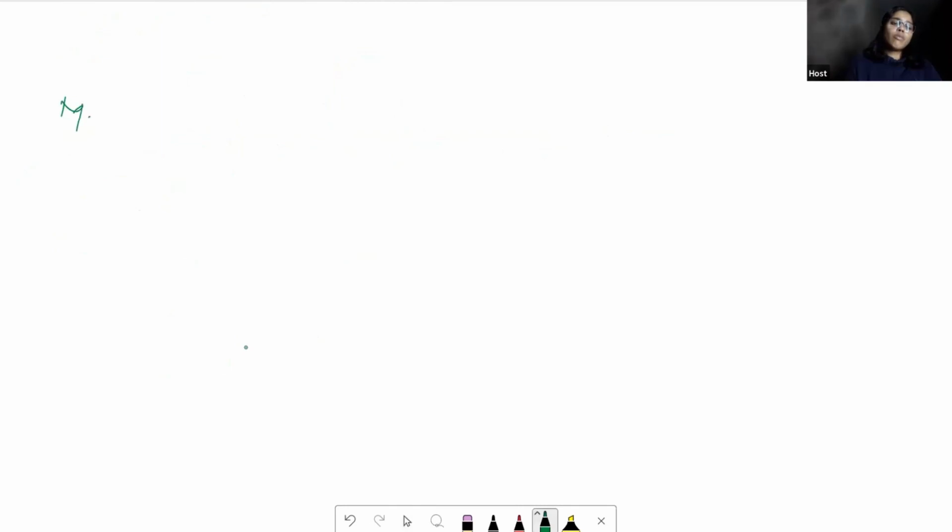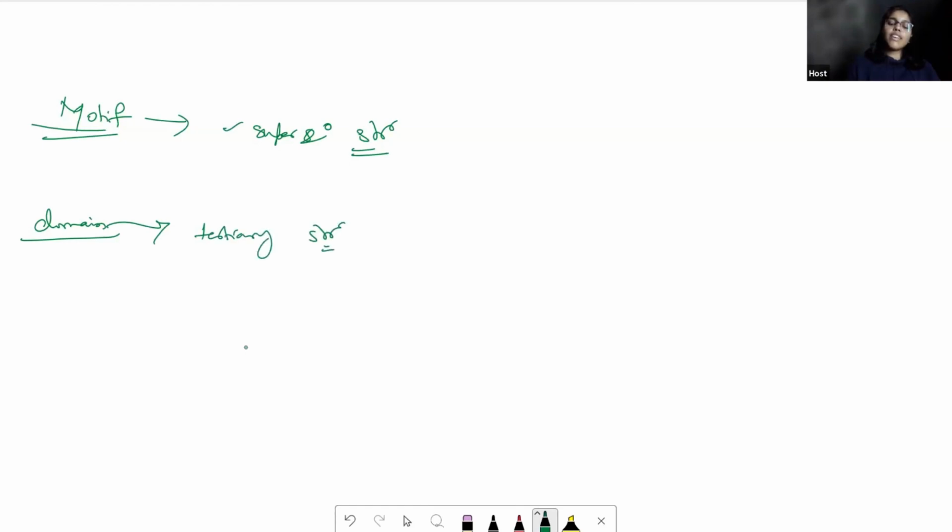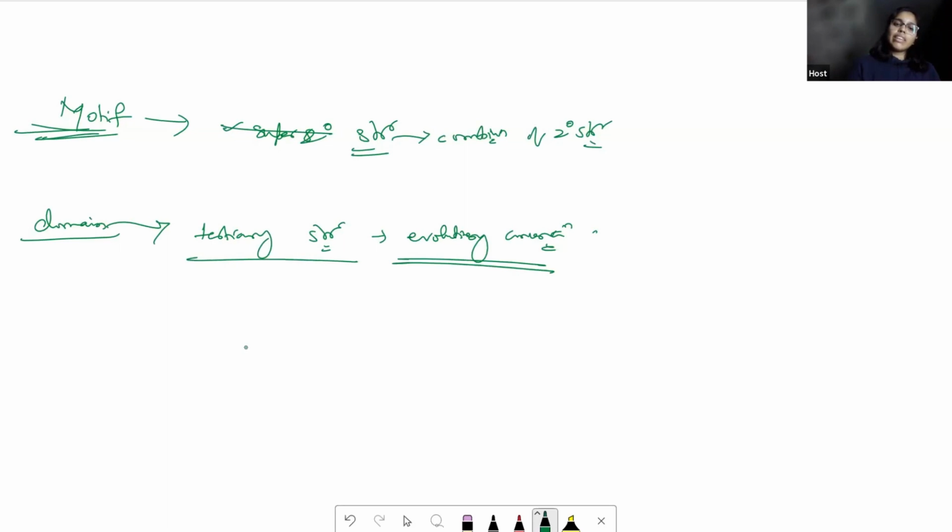Coming to the difference between the motif and the domain. Motif is a structure where different secondary structures will form a super secondary structure. That is the motif. Domain is the tertiary structure and it is evolutionarily conserved. If they ask for multiple choice for motif, it's a super secondary structure, which is a combination of the different secondary structures. Whereas domain is the tertiary structure that is evolutionarily conserved.